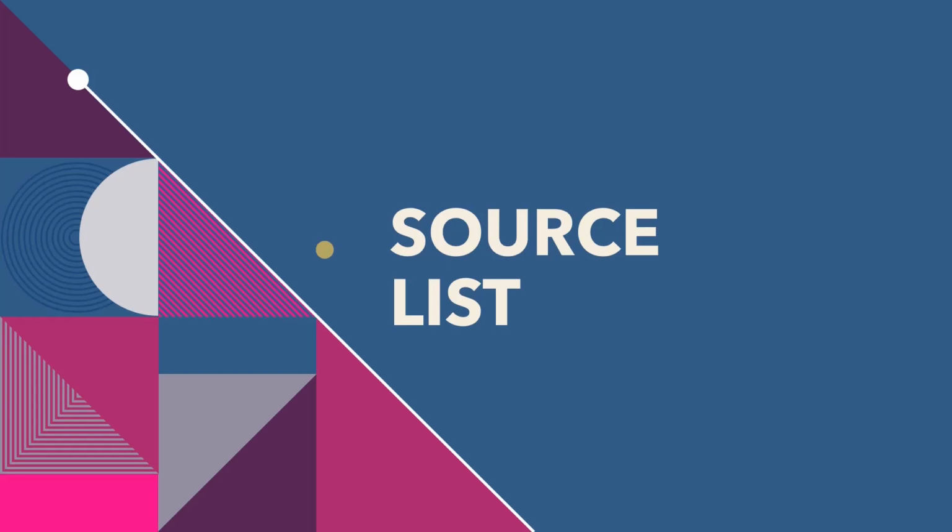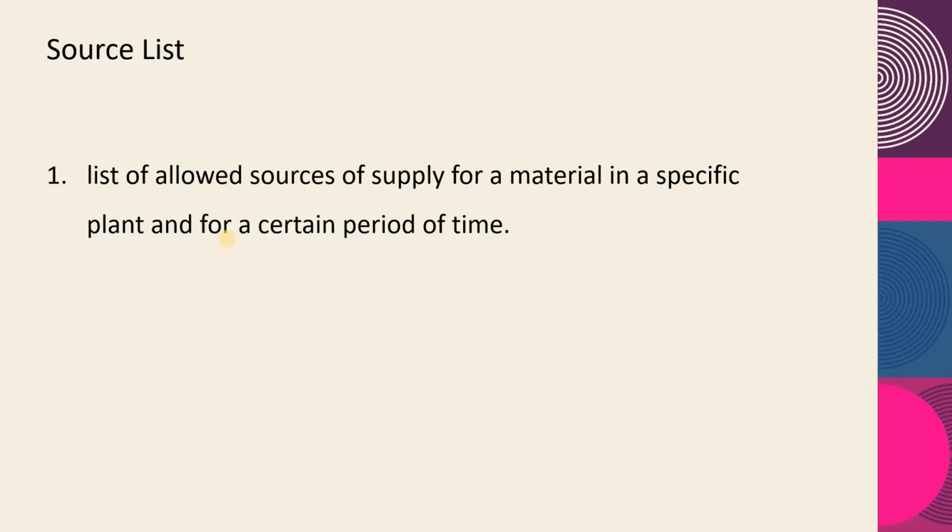So today I'm going to start with the source list. So source list comes under the master data, and here also we store the list of allowed sources of supply. Sources of supply are nothing but vendors for a material for the specific plant for a certain duration, or you can say period of time. So how do we maintain this and how to create the source list? We will see now practically.